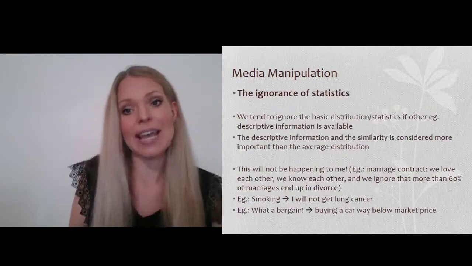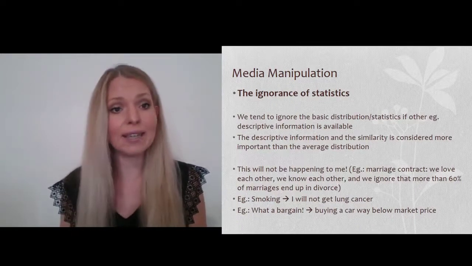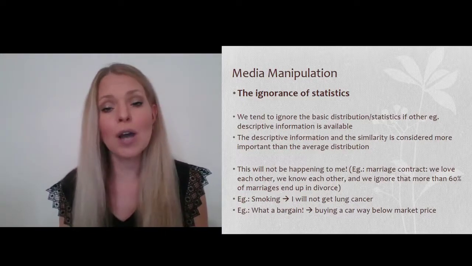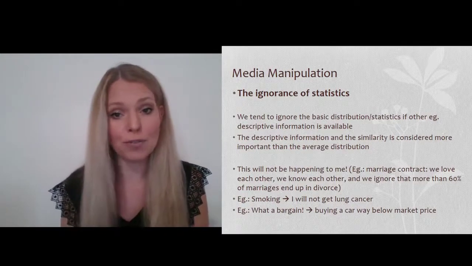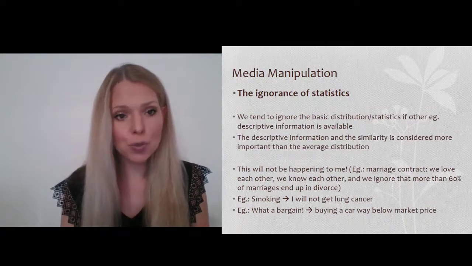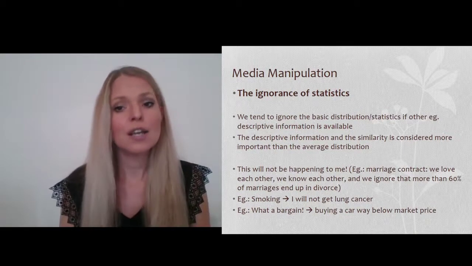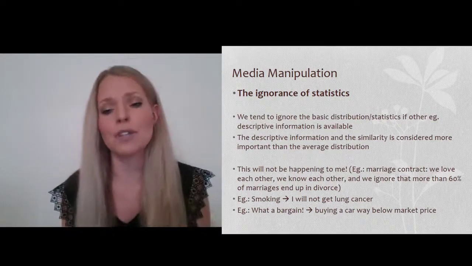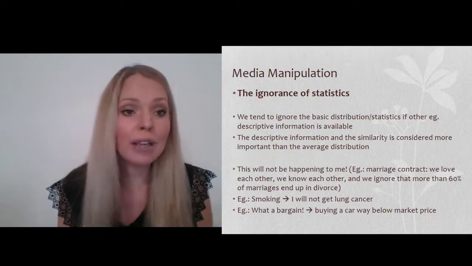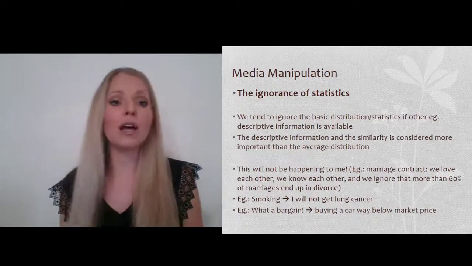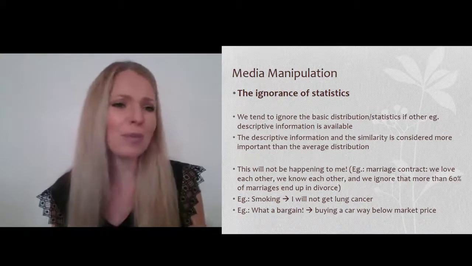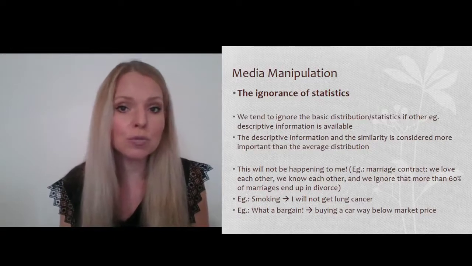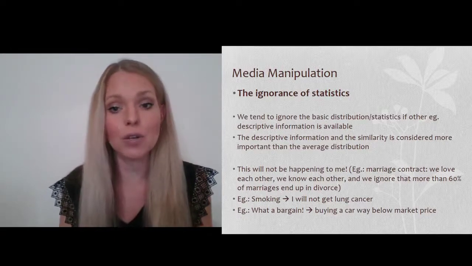Ignorance of statistics. Now, we tend to ignore basic calculations, statistics, distributions, as opposed to other descriptive information if it's available. It happens all the time. For example, smoking. I'm sorry, I don't have anything against smokers, but all the examples are related to this one. We always believe, or drinking, for example, that it's really bad for your lungs, or it's really bad for your liver, but it will not happen to me. I'm young, it's no problem. It can happen to a lot of people, so you need to not ignore the statistics regarding your health.